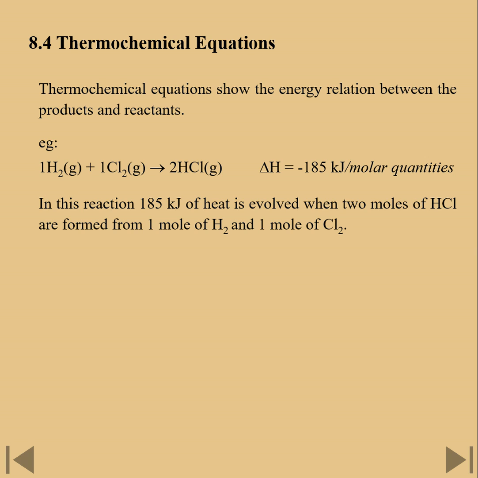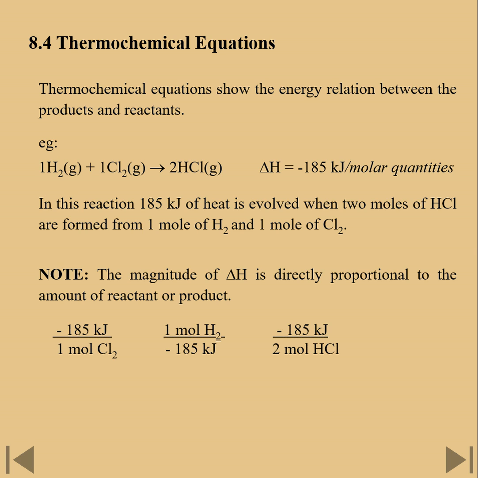Now another way we might interpret this is that negative 185 kilojoules tells us that 185 kilojoules of energy was released when 2 moles of HCl was formed. But it also tells us there was 185 kilojoules more energy stored in the bonds of the hydrogen and the chlorine than in the hydrogen chloride. And hence that extra energy was released. Remember, negative means energy released.